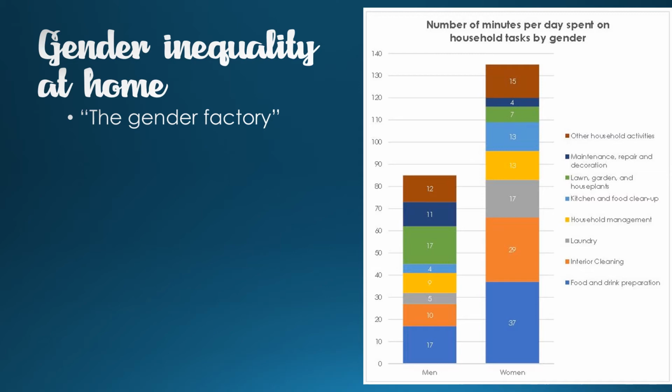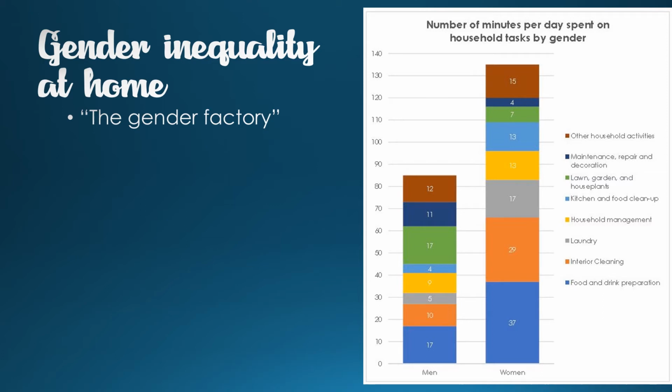As you can see, this data illustrates the number of minutes per day spent on household tasks by gender. And you can see where women are spending a lot more time than men on food and drink preparation, cleaning, laundry, household management, which is typically like paying the bills, kitchen and food cleanup. And then if you look at where men are spending the bulk of their time, they're doing things like lawn, garden, and houseplants and other household activities, and maintenance and repairs around the house.